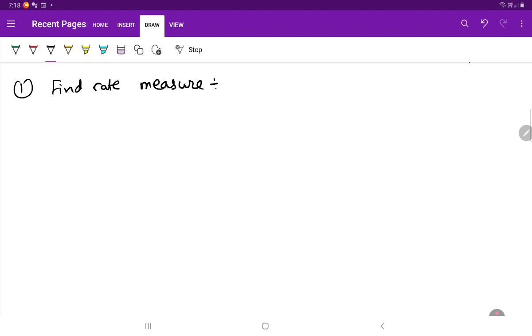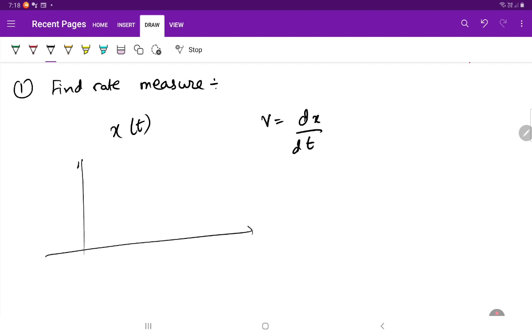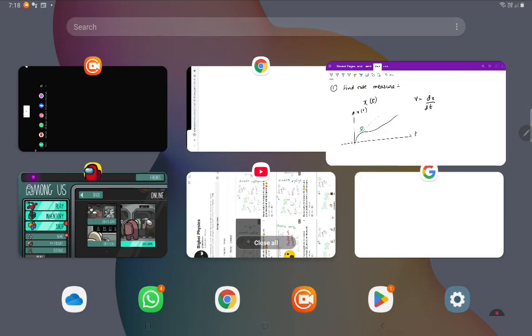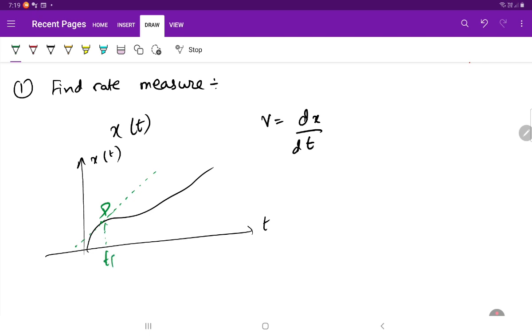If you are given a relation between the displacement, that is the x coordinate of the particle, as a function of time, then what will be the velocity? Velocity will be the derivative of the x coordinate with respect to time. If x is given as a function of time, then the slope of the tangent at some point p is the velocity of the particle at time t equal to tp.